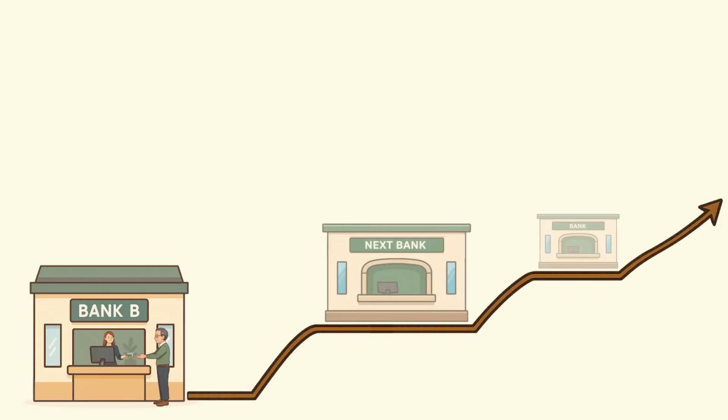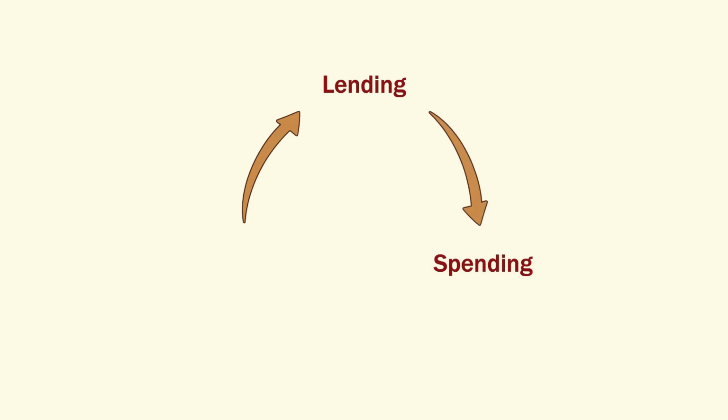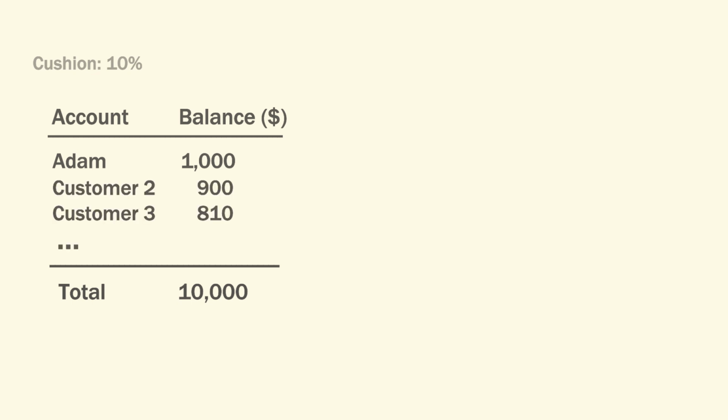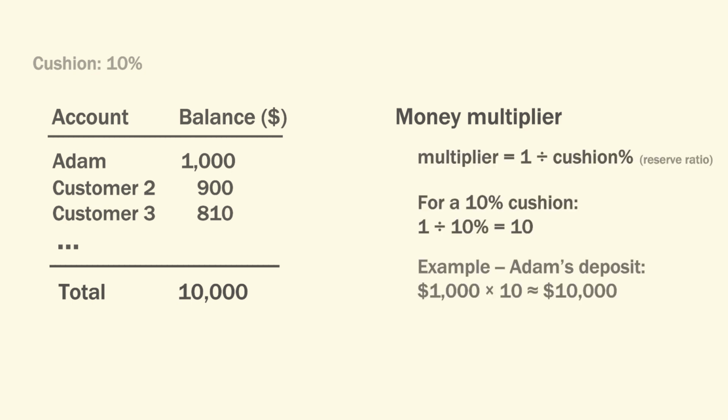According to the classic view, that chain of lending, spending, and redepositing keeps going. And with a 10% cushion, Adam's original $1,000 can end up as almost $10,000 in total, spread across many different accounts in the banking system. This is called the money multiplier. It's tidy, it's logical, but it's not how banks actually operate today.